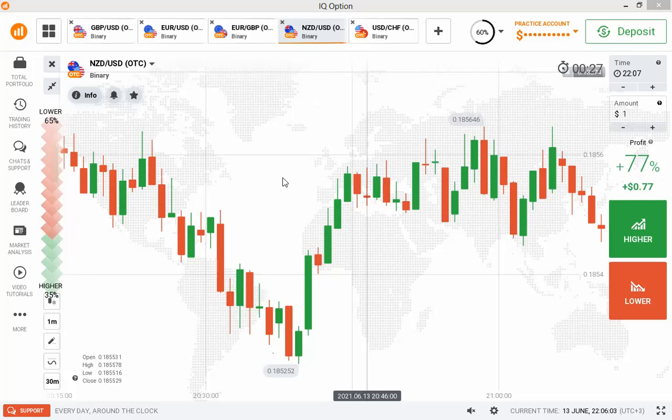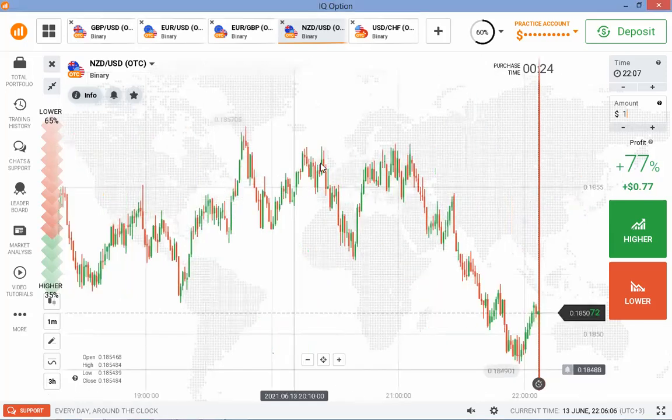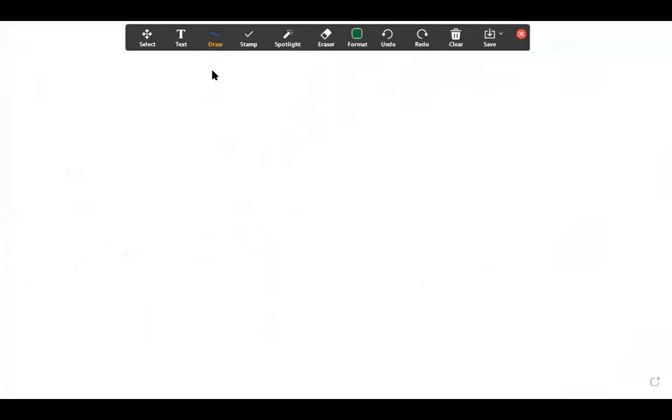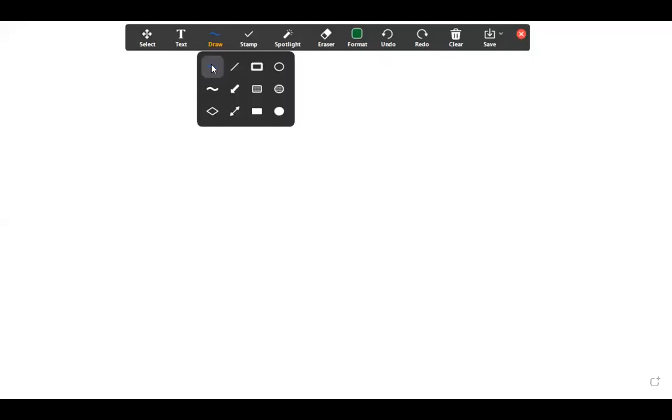Okay. So now let's go straight to the point. When you want to look for a bullish rally momentum, there are 5 things you have to consider.